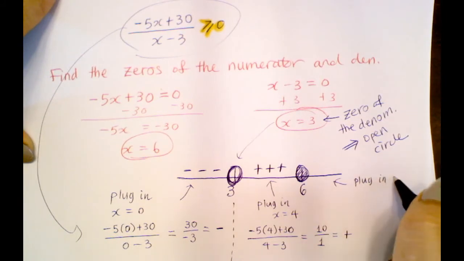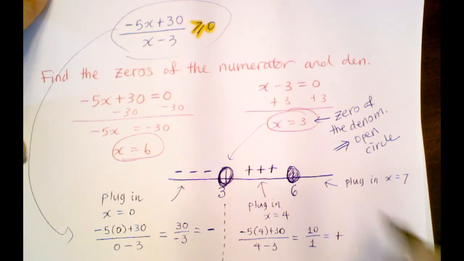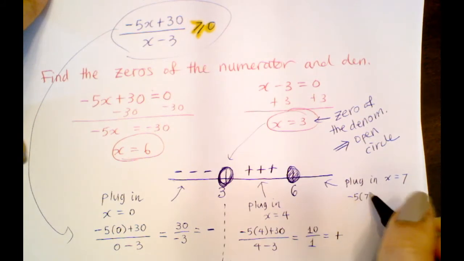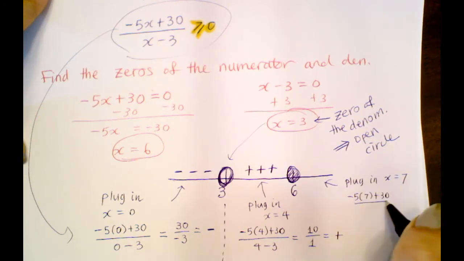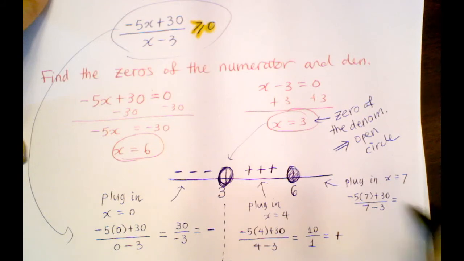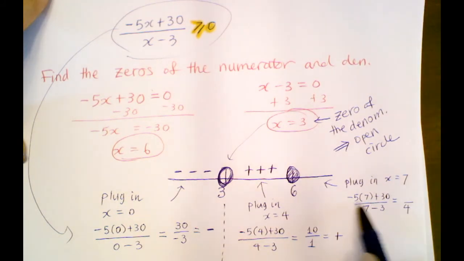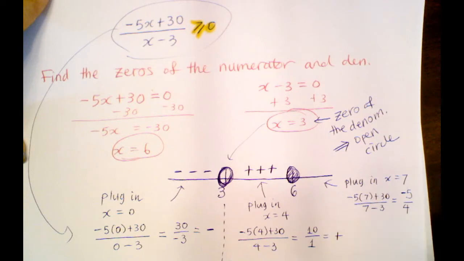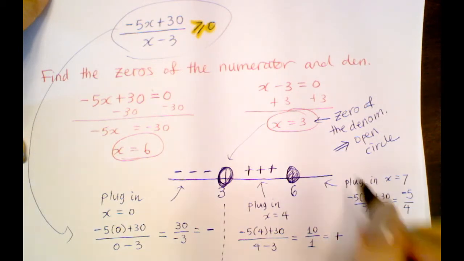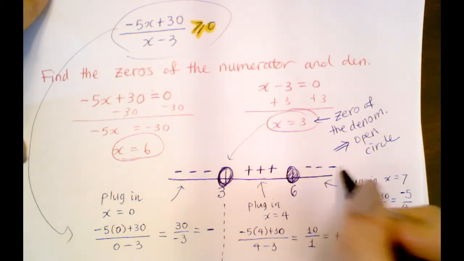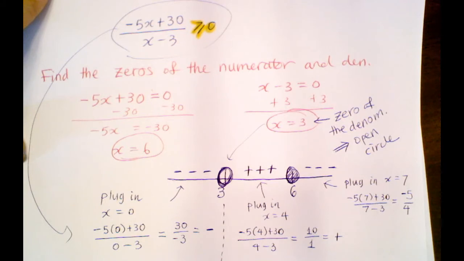The last one, let's plug in a number that's greater than 6. Plug in x equals 7. Negative 5 times 7 plus 30 divided by 7 minus 3. The denominator is 4. The numerator is going to be negative 5. So that is a negative number. So I got everything filled out.